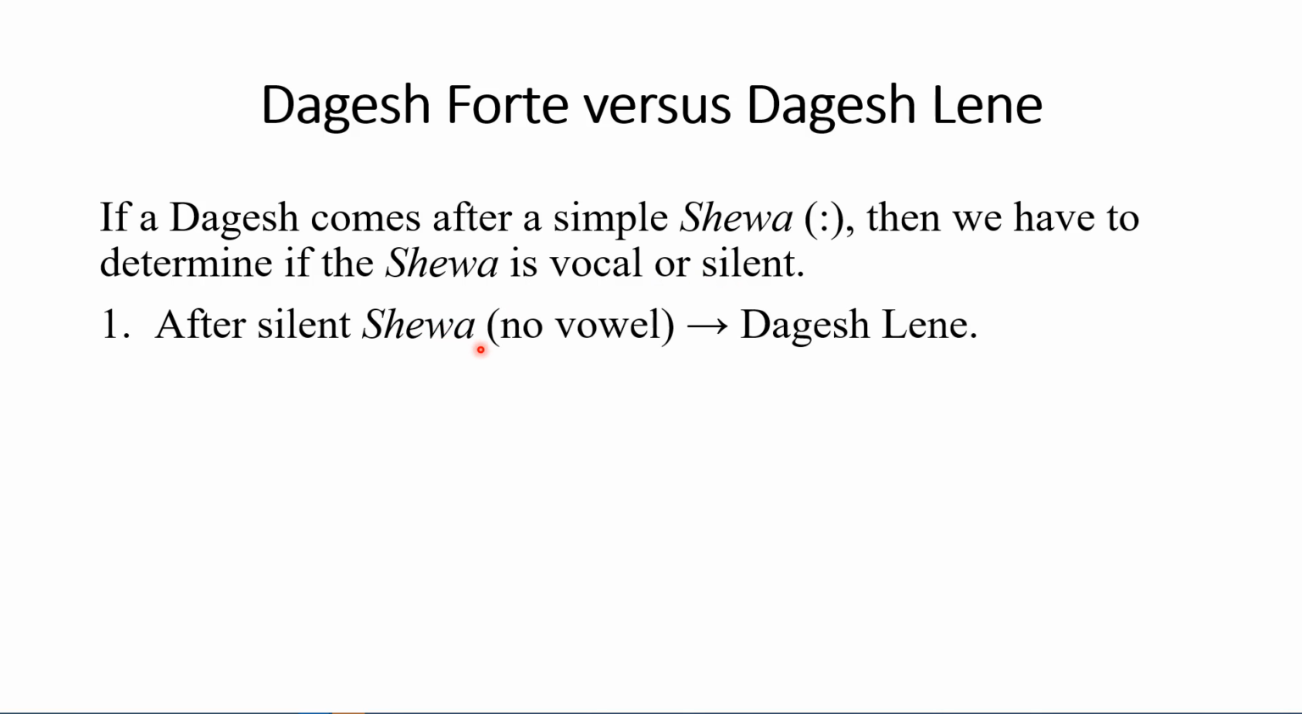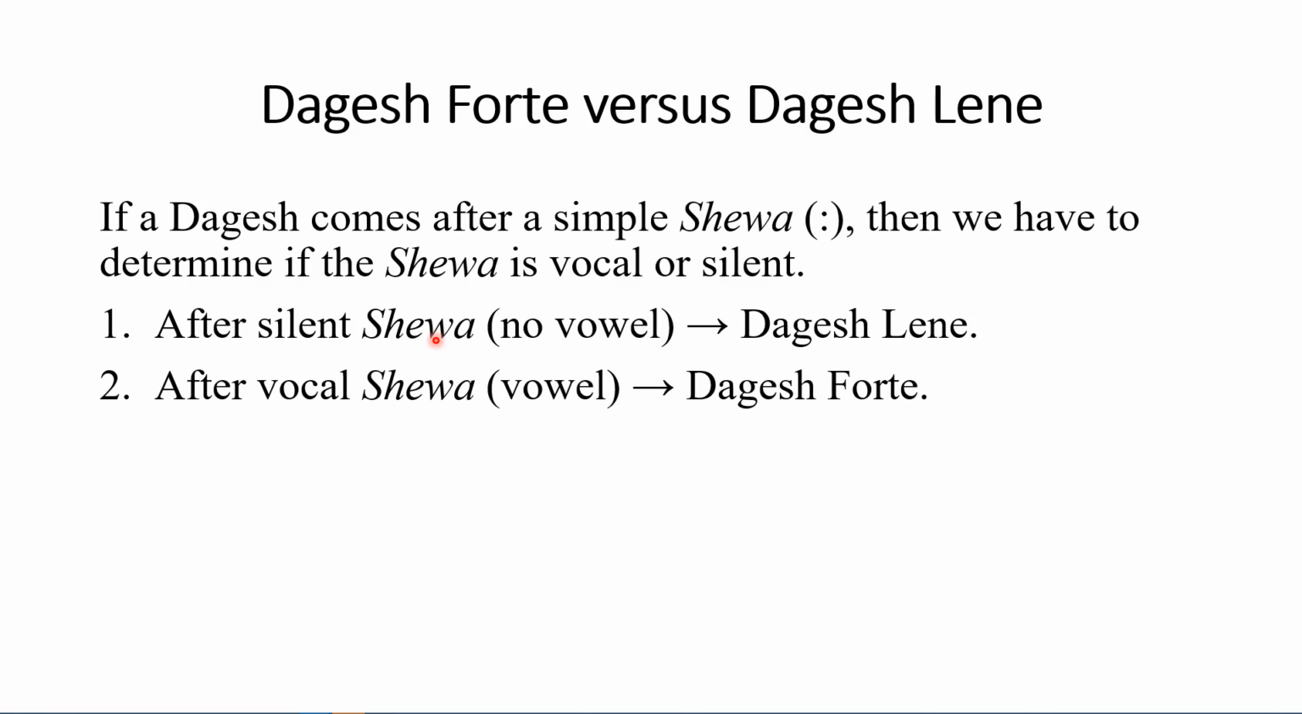So after a silent Shewa, which means no vowel, then it's going to be a Dagesh Lani. And we can almost assume at this point that it will be a Begad Kafat letter. So after a silent Shewa, you're not going to see a Dagesh forte. So you can pretty much take it to the bank that what comes after it will be a Begad Kafat letter. Second rule then, after a vocal Shewa, which is a vowel, then a Dagesh will be a Dagesh forte.